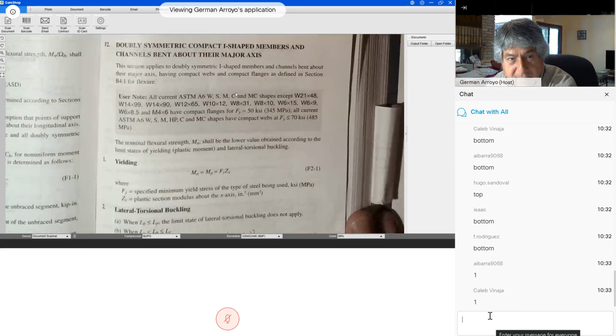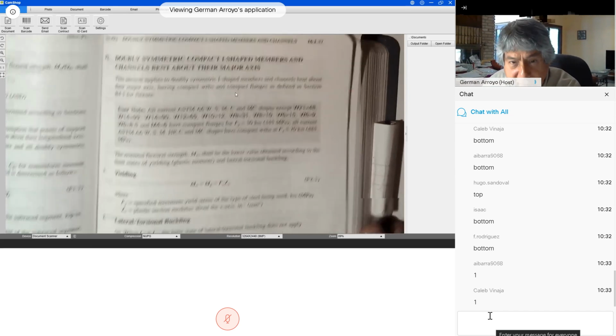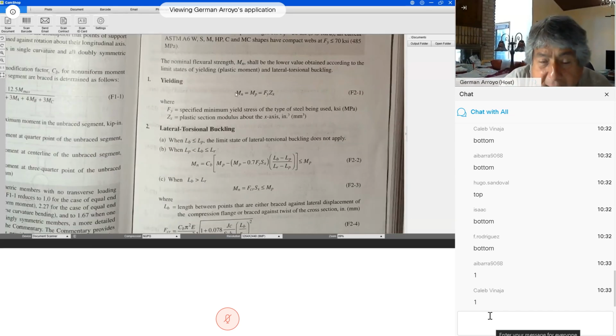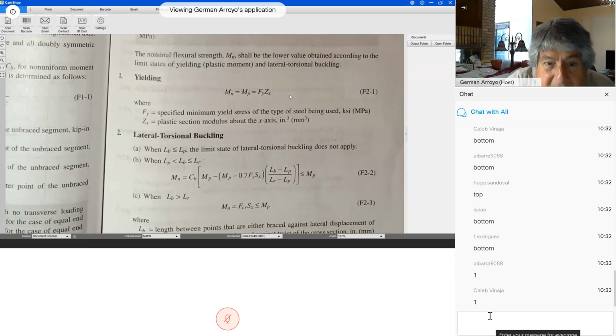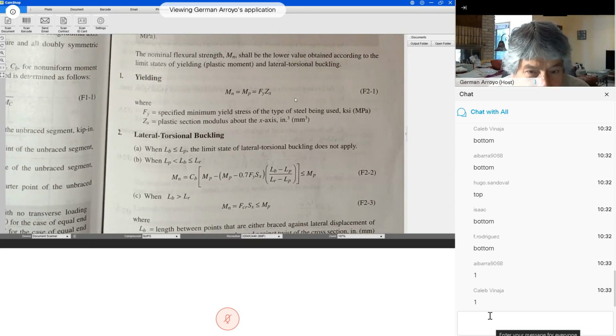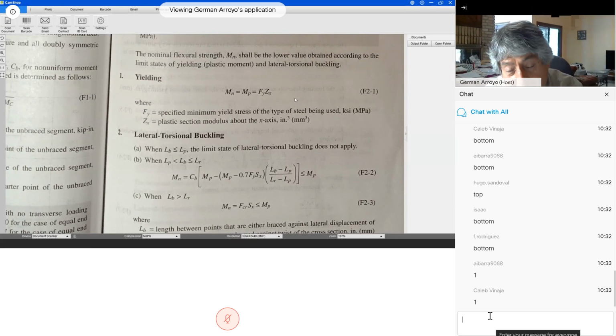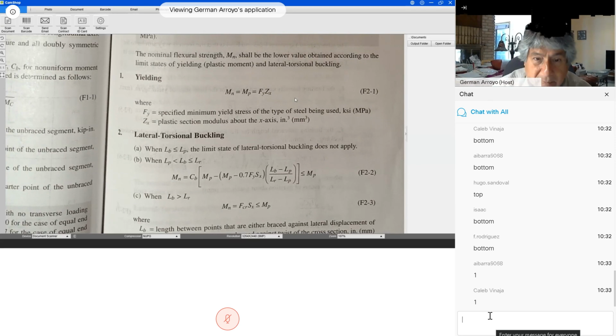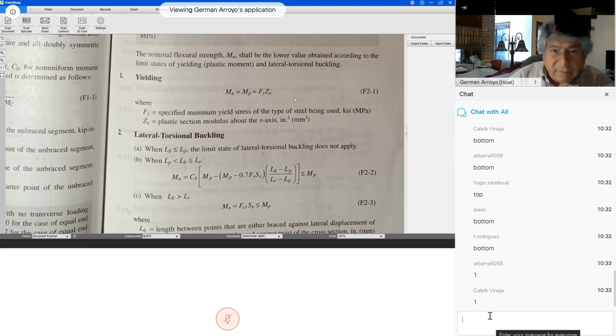On this page, if your unbraced length is smaller than L sub p, you're going to be able to develop the plastic hinge as long as the section is compact. So two conditions. Lambda has to be smaller than lambda sub p for the flanges and for the web, and also your unbraced length has to be smaller than L sub p. We develop the plastic hinge.